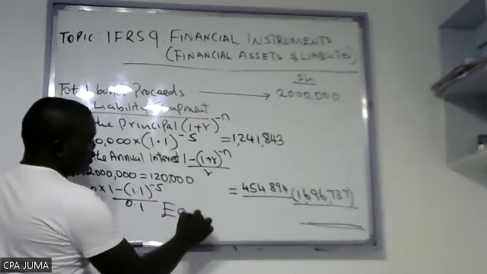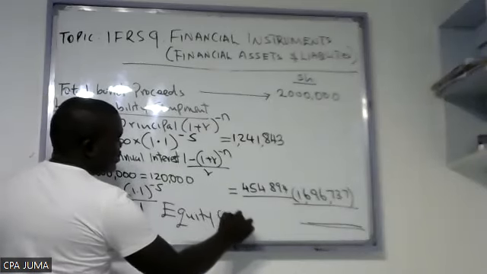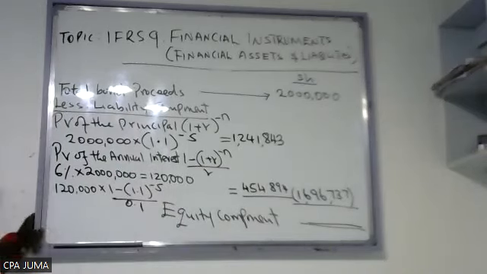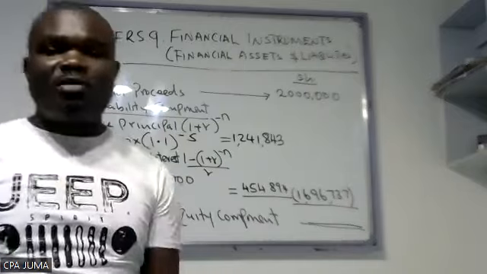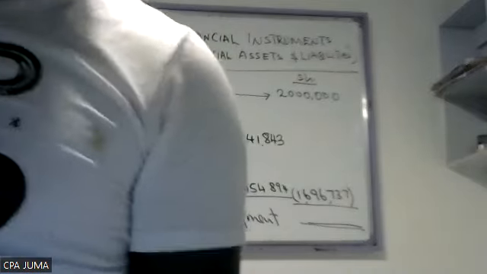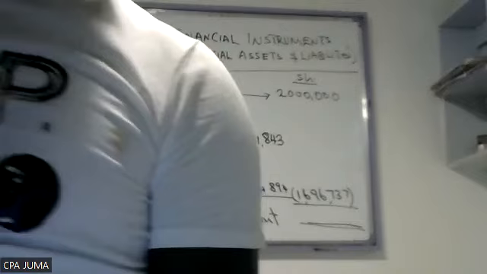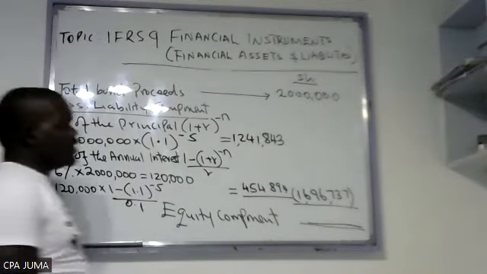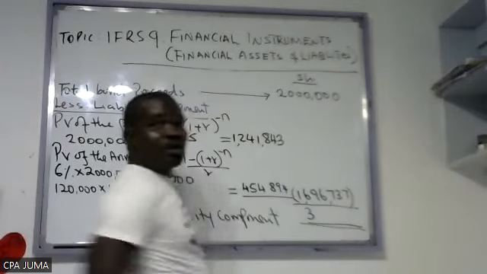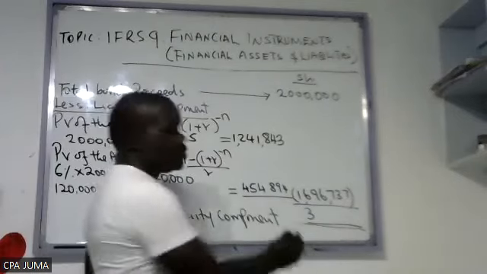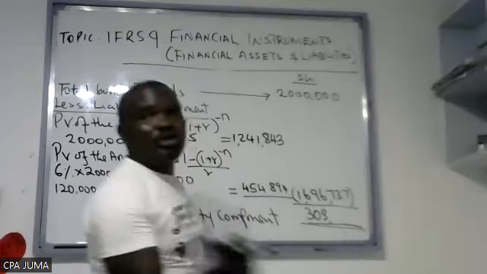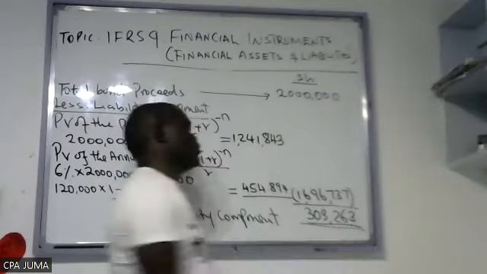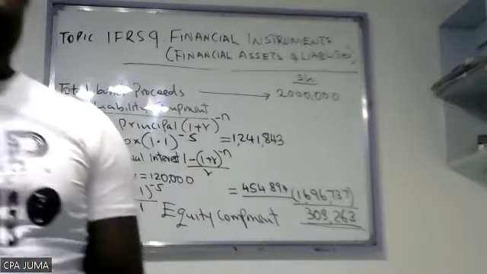So equity component. The equity component is the difference between what they borrowed minus what they are paying. How much is that? That should be 4.3 something. 303,263. That is the capital saving on their side, period.